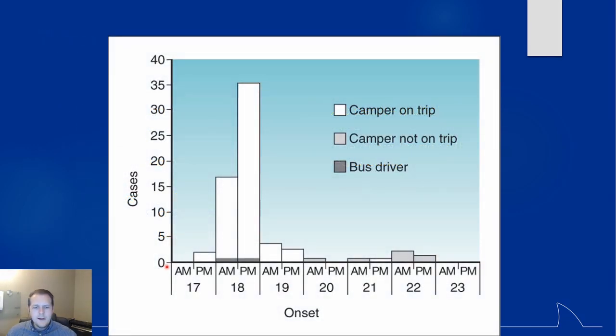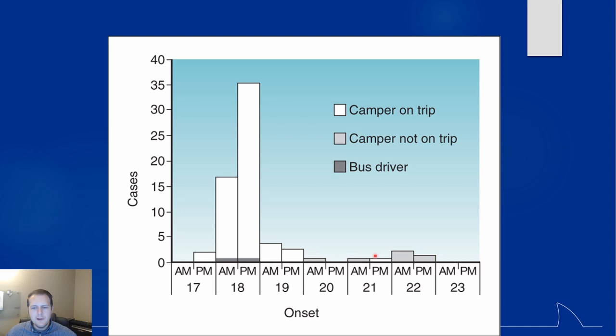You notice here again, we're looking at a 12-hour period. The white bars are going to be the campers, the darker shade are going to be campers that were not on the trip, and then you have the bus driver. You can see that initially the campers who are exposed have a big peak in incidence, and then it comes back down.